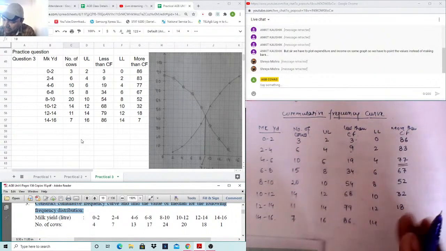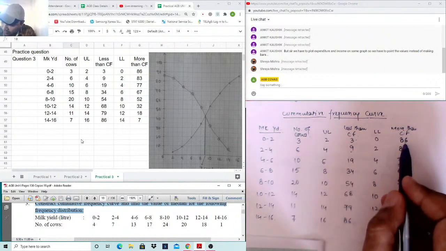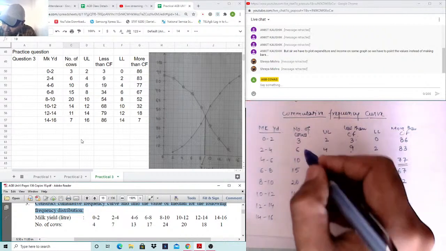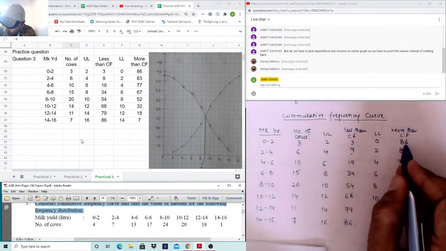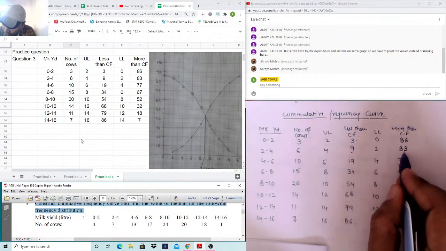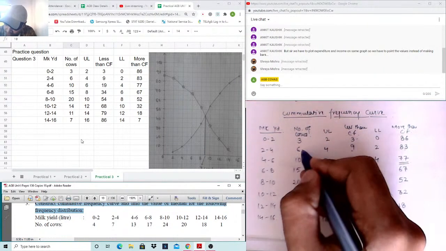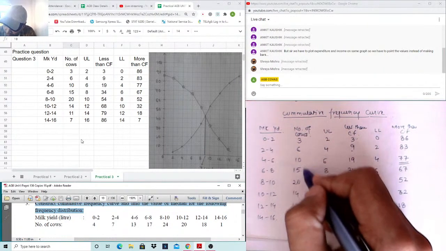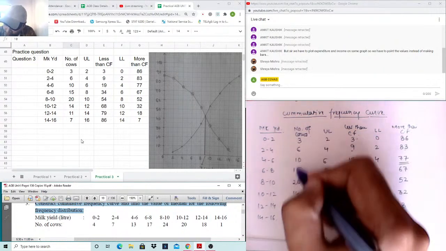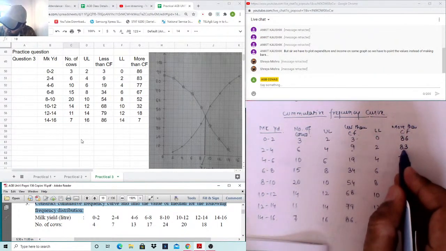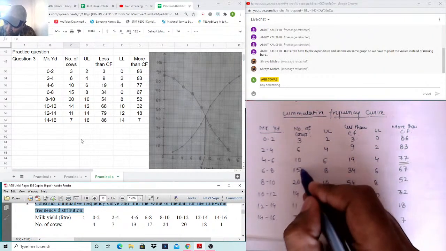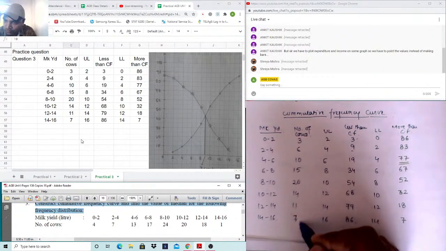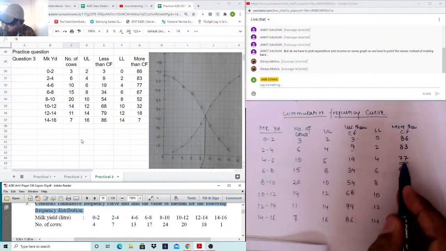This is a shortcut method. Otherwise, the other way is, if you are calculating for this more than frequency, you have to add all the frequencies up to this. It will come out to be 86. If you are calculating for this place, 2 to 4, then you have to add all the onward frequencies, so the sum will come out to be 80. Then if you are calculating for 4 to 6, you have to add all of these from 10 up to the 7.